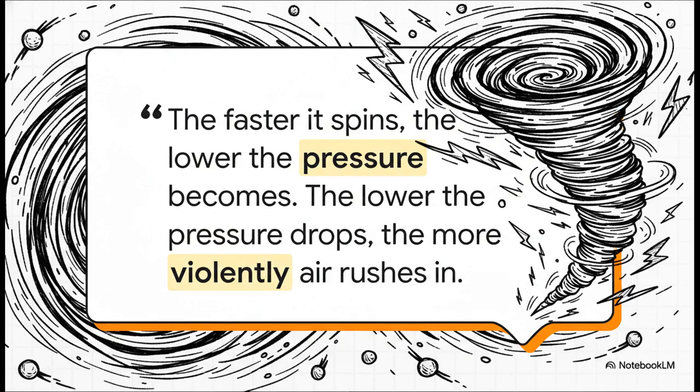And at this point, we've triggered a terrifying feedback loop. See, the faster that column of air spins, the more the air pressure inside of it just plummets. And as that pressure drops, it creates an even stronger vacuum, which sucks in more air, which, you guessed it, makes it spin even faster. The storm is literally feeding itself now, concentrating all of that massive energy into one single ferocious point.